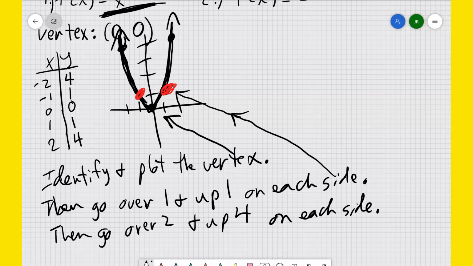Let me show you why this makes sense. Because it's x squared, if I go over 1 from the vertex, what happens when I square 1? I get 1. That's why I go over 1 and up 1. But if I go over 2, what happens when I square the number 2? I get 4. That's why when I go over 2, I don't go up 2, I go up 4. That's what makes it curve upward.